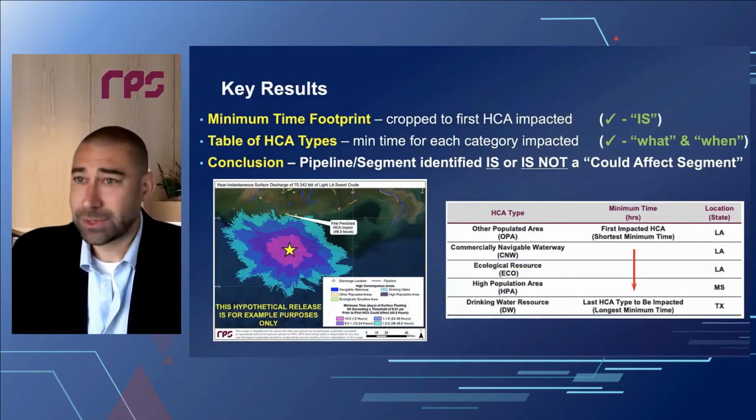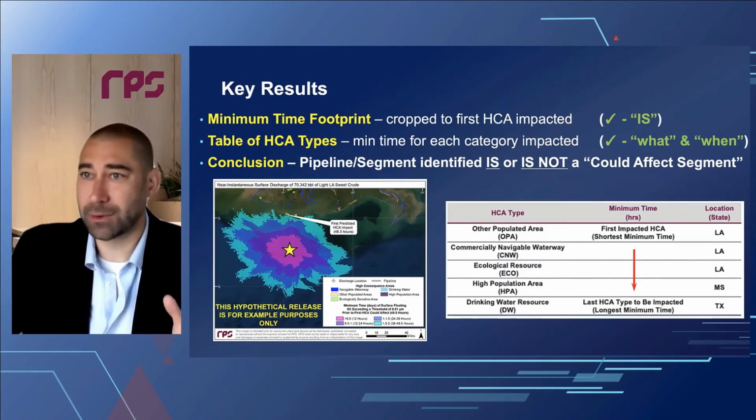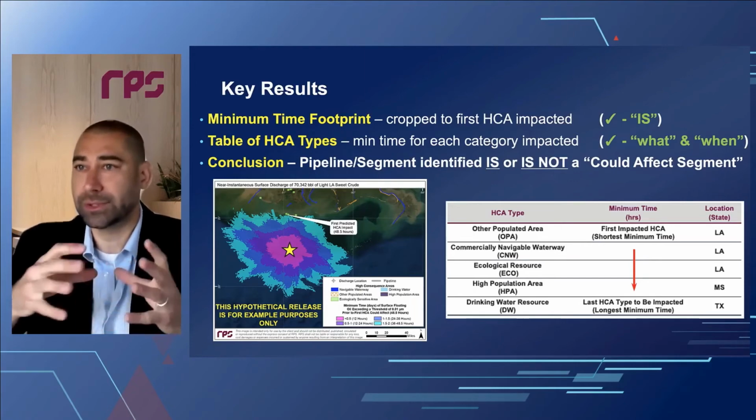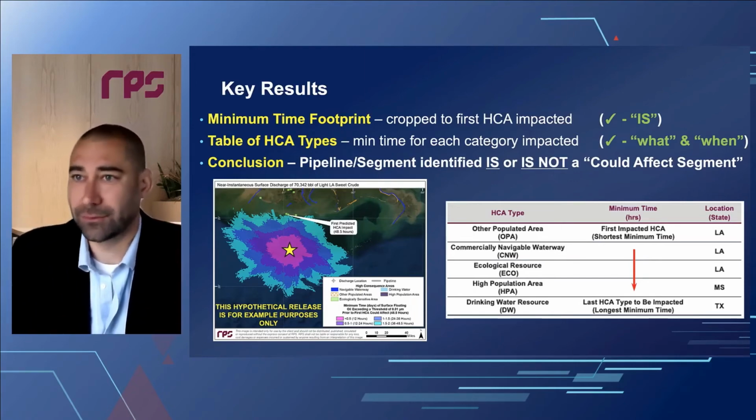So some of the key results we provide, if you remember back to the is, what, and when questions, is we provide that minimum time footprint. We can either show the probability oil would go in a direction, or we could show the bullseye of here's the minimum amount of time it would take for oil to move out from the release location. And what we've done for a couple of these operators is cropped that to the first HCA impacted.